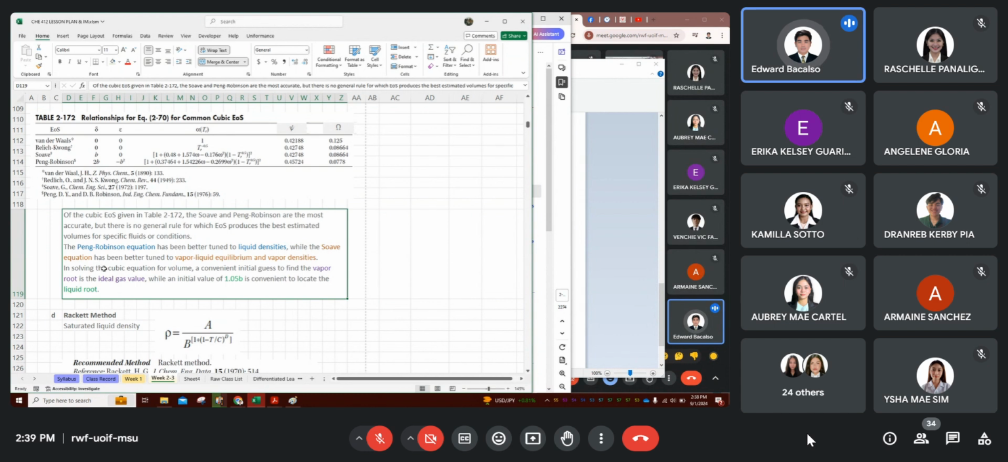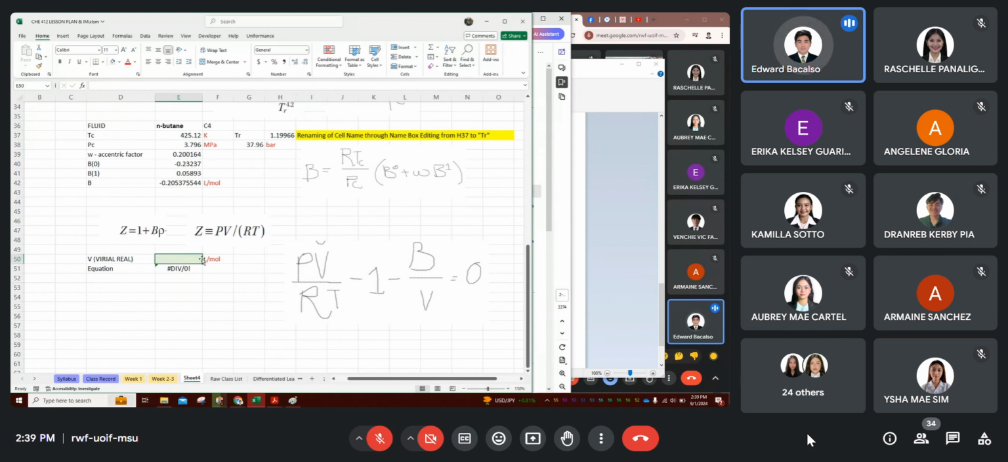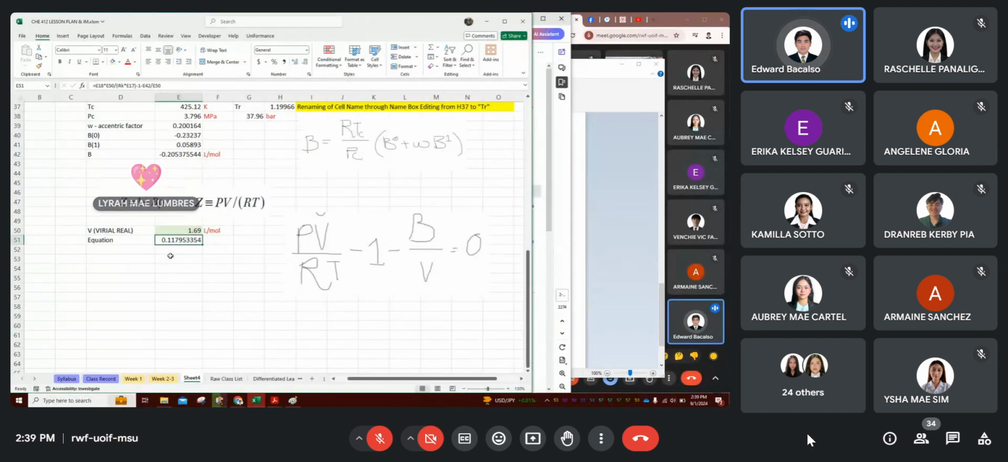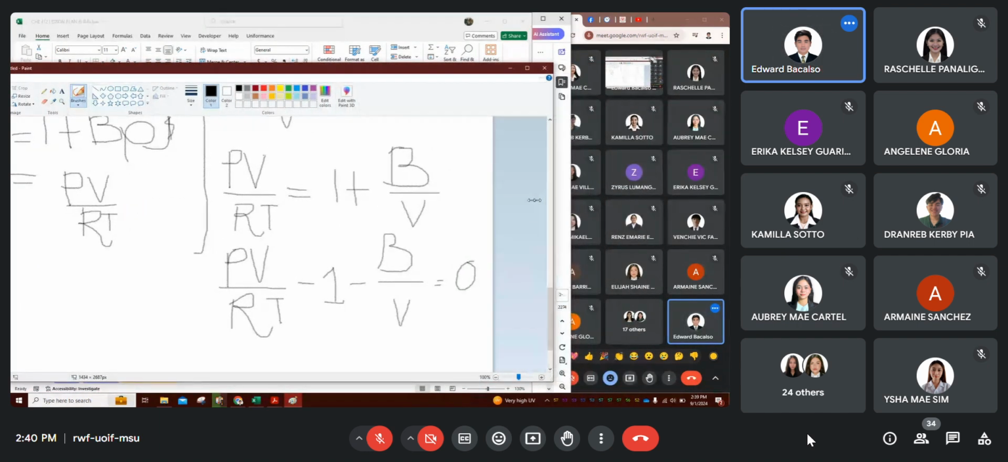And then, in solving the cubic equation for volume, convenient initial guess is to find the vapor root, no, using ideal gas value. So ito yung sinasabi ko na you can estimate or guesstimate na ang real value is likely malapit sa ideal gas value. Tapos, si Excel na mag-a-adjust to compute for the real value. So type in natin dito ano yung ideal volume, 1.69. Okay? Upon typing in 1.69, ang lumabas na equivalent value ng equation is 0.1179. If kita nyo, no? Kita nyo bang screen? Alright.